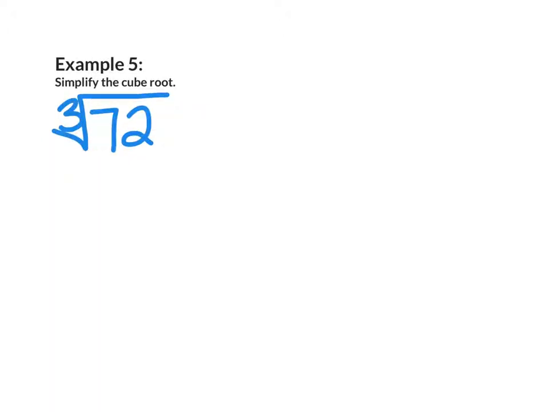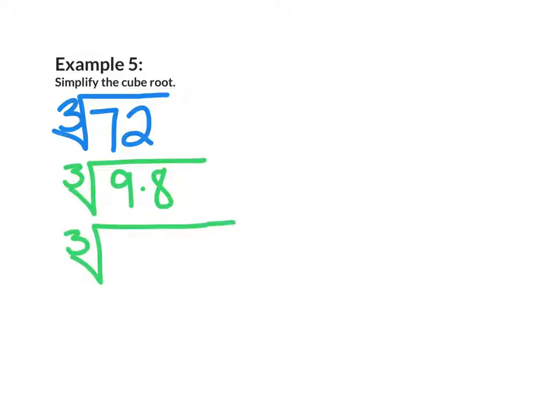Example 5. Simplify the cube root. The cube root of 72, I know, is not a perfect cube, so I'm going to break it down. So the cube root of 72 can be broken down into 9 times 8. I know that can be broken down further, so I can break up the 9 into 3 times 3 and the 8 into 4 times 2. I don't have any triplets yet, so I'm going to continue.